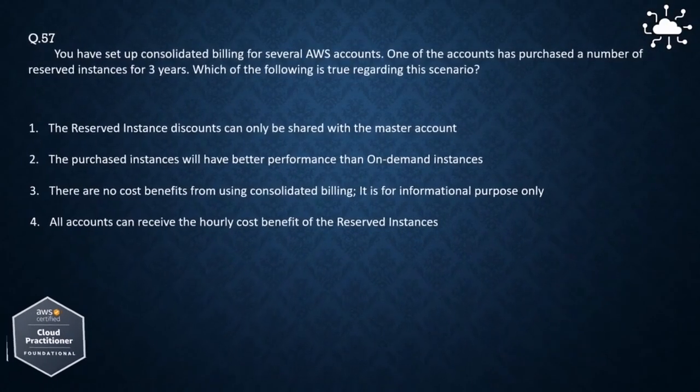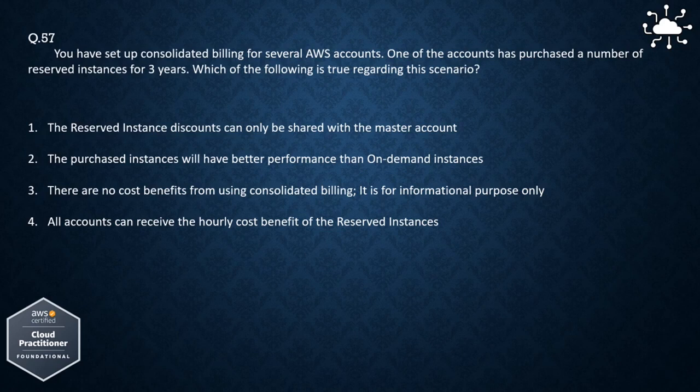Question 57. You have set up consolidated billing for several AWS accounts. One of the accounts has purchased a number of reserved instances for 3 years. Which of the following is true regarding this scenario? 1. The reserved instance discounts can only be shared with the master account. 2. The purchased instances will have better performance than on-demand instances. 3. There are no cost benefits from using consolidated billing, it is for informational purposes only. 4. All accounts can receive the hourly cost benefit of the reserved instances.